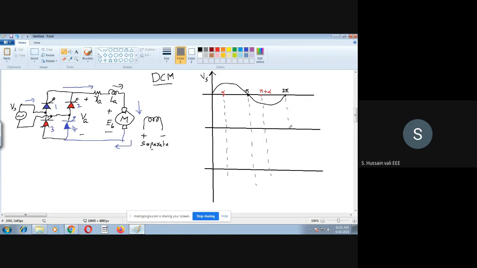So all the instants we'll take. Now remember it's a discontinuous conduction mode. So you know that the current will be discontinuous for some duration. That we'll see, what happens here. At alpha, we trigger thyristors 1 and 4. When you trigger thyristors 1 and 4, the current will take a path through the motor and 1 and 4 on the source. So here alpha less than or equal to omega t less than or equal to, I will complete that later.